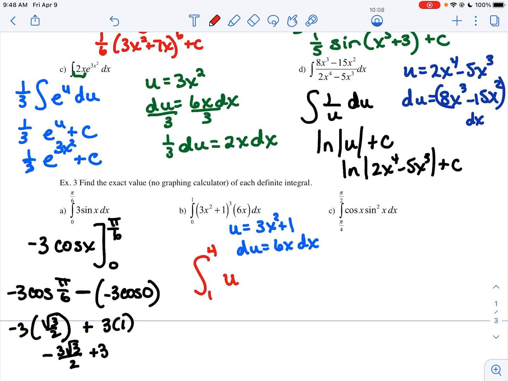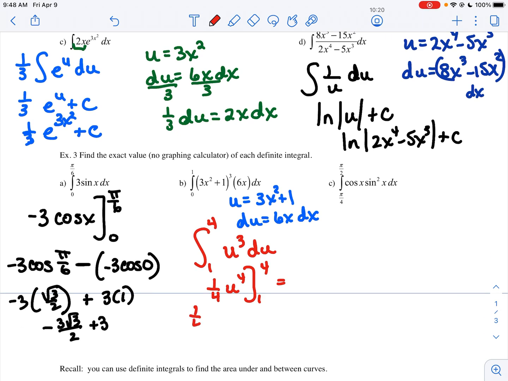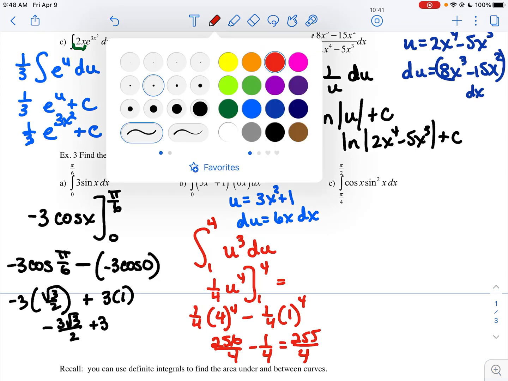So now this is going to be u cubed du, but I have new limits of integration. So this is 1/4 u to the 4th from 1 to 4. So that's 1/4 times 4 to the 4th minus 1/4 times 1 to the 4th. So that's 256 over 4 minus 1/4, which is 255 over 4. We don't want any decimals here, and I don't want you using the calculator. I know you know how to use the calculator.